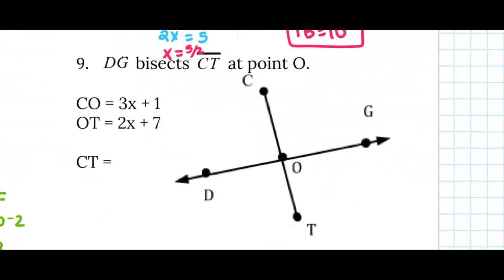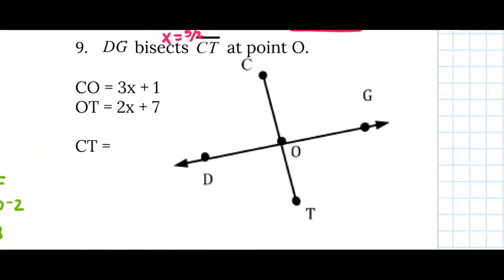Now take a look at number 9. DG bisects CT at point O. So the line DG bisects the segment CT at point O, not 0, O. That means that CO is congruent to OT. Remember, it's important to note that you can never take a picture in geometry for what it is. You have to be told things. You can't just assume. So while it looks like CO and OT are not congruent in this picture, they are in fact congruent because they told us they're congruent.